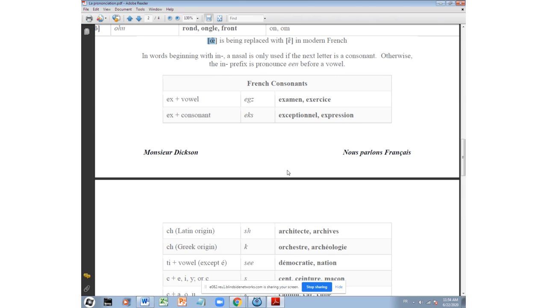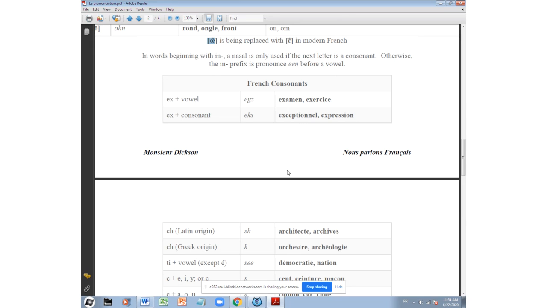In this case, the first thing we are told is that when letter X is preceded by E, so EX plus a vowel produces the sound "eggs". The sample words you are given there, we have the word examen. We say examen. The nasal sound you still retain because of the EN at the end. We say exercice. Those two words. Remember, examen, exercice.